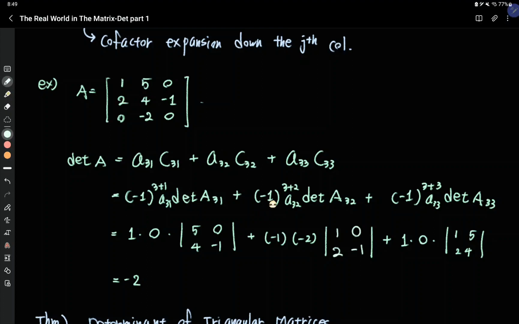So then negative 1 to the 3 plus 2, which is negative 1, and the A sub 32 is going to be negative 2, and the determinant of this one is going to be negative 1 times 0, which is negative 1, so we got negative 2.